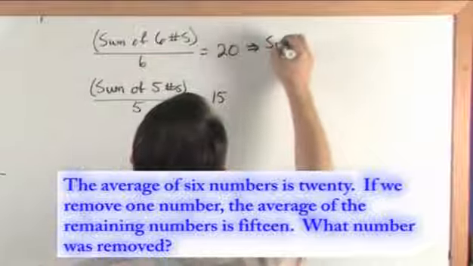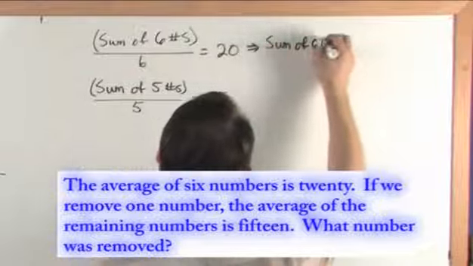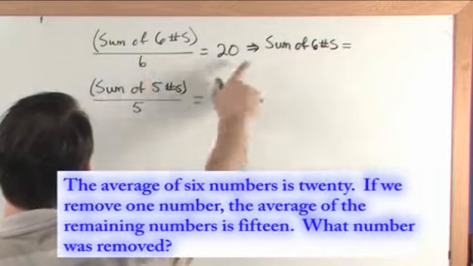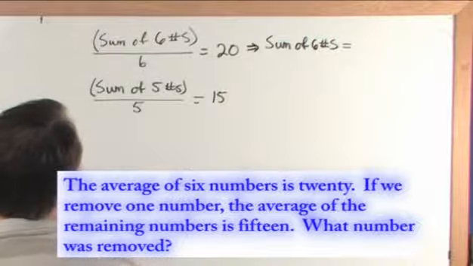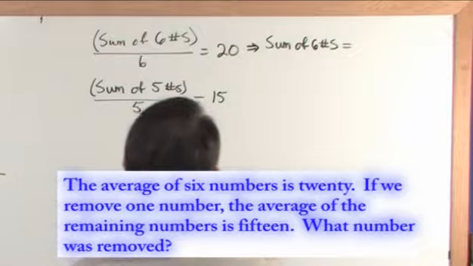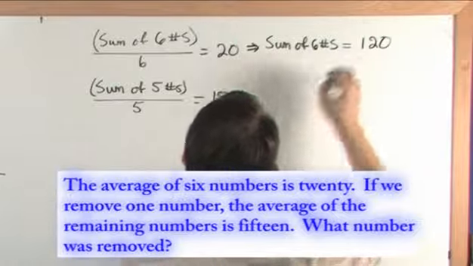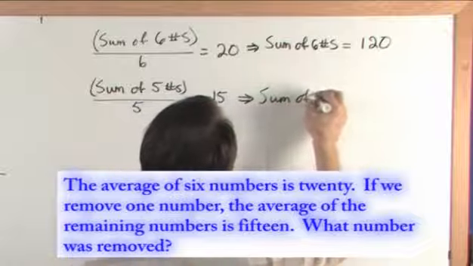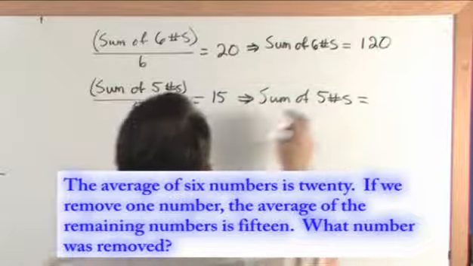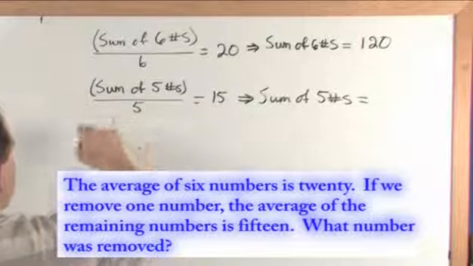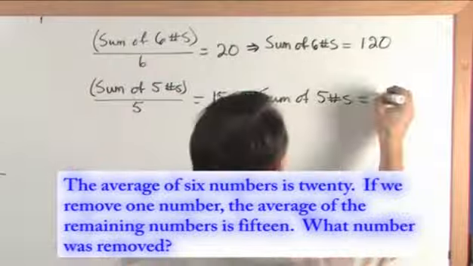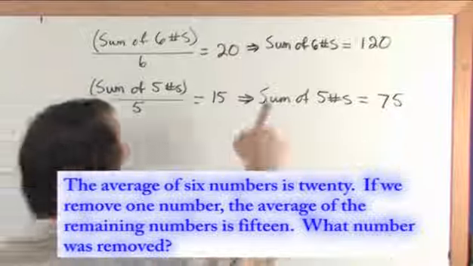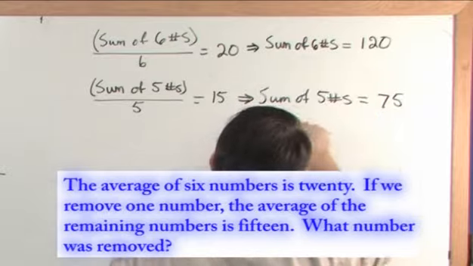The sum of 6 numbers is equal to 6. We're just going to multiply. This is an equation here. We're going to multiply both sides by 6. 6 times 20 gives you 120. Okay? And we're going to do the same thing with this one. The sum of the 5 numbers, and we're just going to multiply 5 times 15 to get this by itself. 5 times 15 is going to give you 75. Okay, so we've used these facts that we were given to figure out what the sum of the 6 numbers were and what the sum of the 5 numbers were.